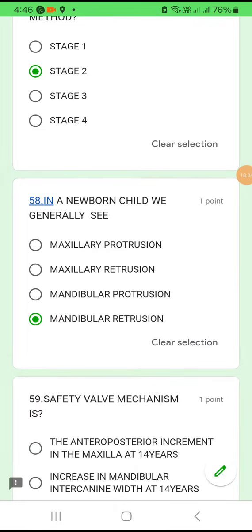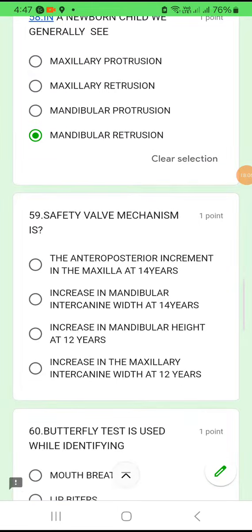So mandibular retrusion. Okay. What is the safety valve mechanism? Anterior posterior increment in the maxilla at the age of 14, mandibular intercanine width increase at 14, increase in mandibular height at 12 years, or increase in maxillary intercanine width at 12 years. Yes, safety valve is concerned with the maxillary ridge. So there is an increase in the maxillary intercanine width at 12 years.